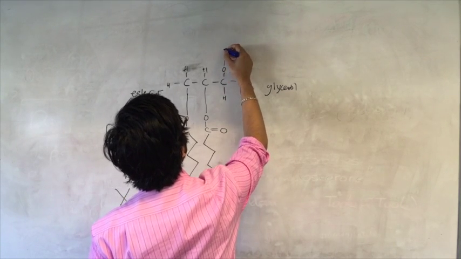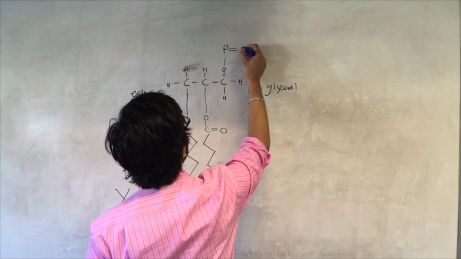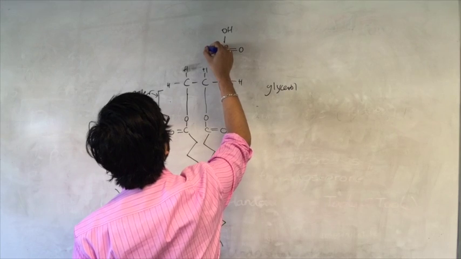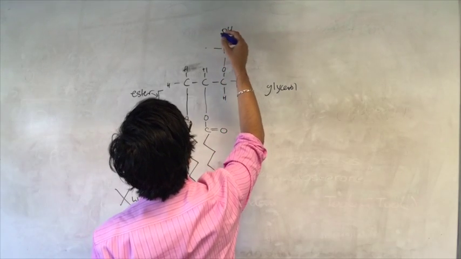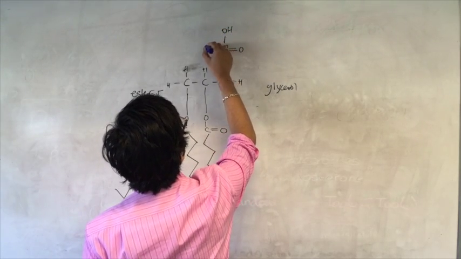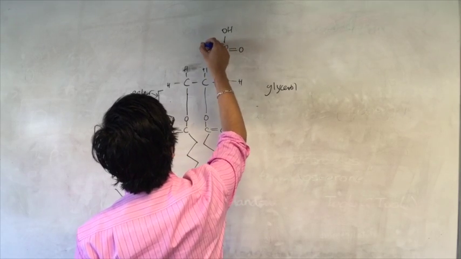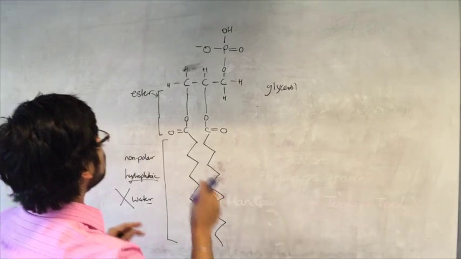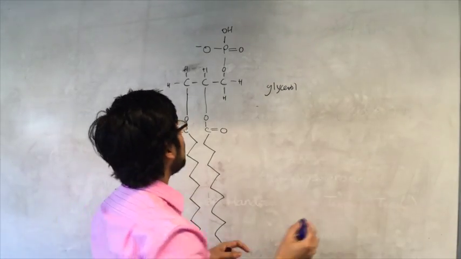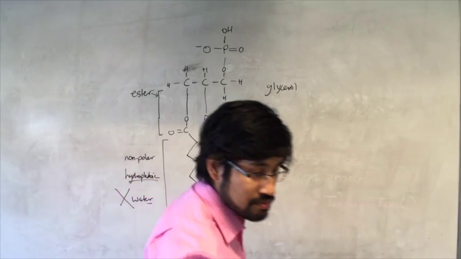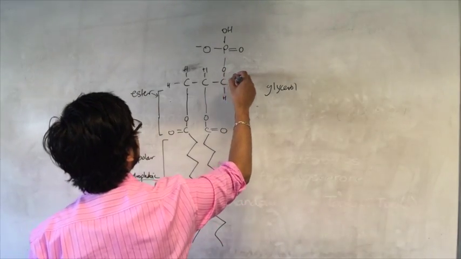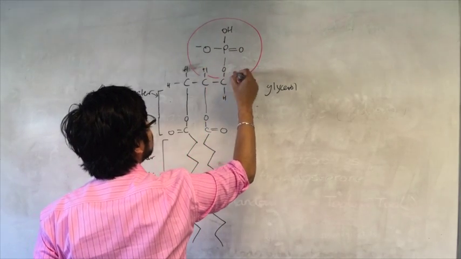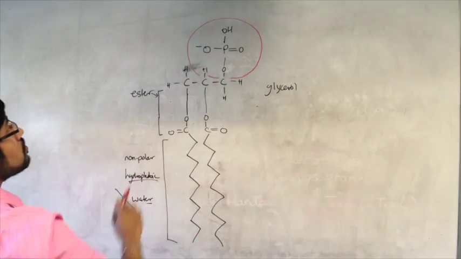So we get the oxygen, and this is the phosphate group right here. I've drawn it right. Yes, I think I have. And that will have a negative charge on it right there. Let's look at the main components that we have. I'll draw this bit in red because this is really important. This is the phosphate group right there.